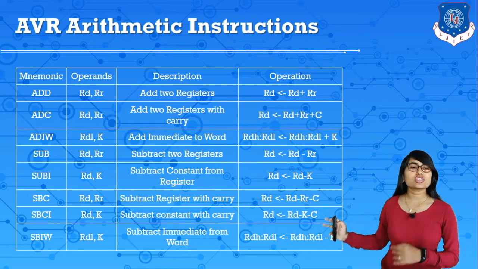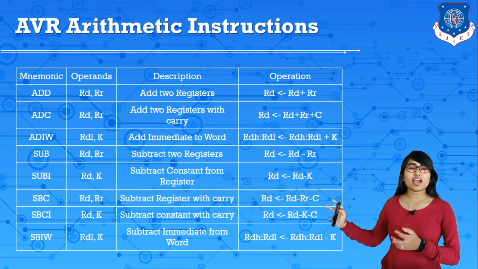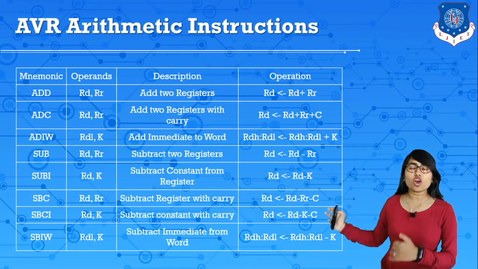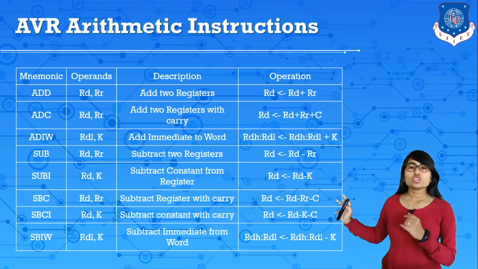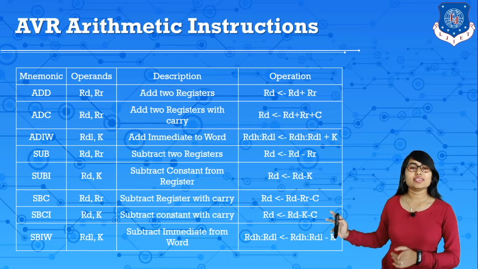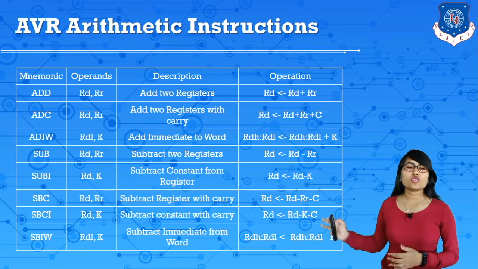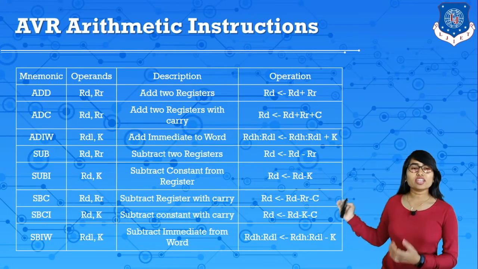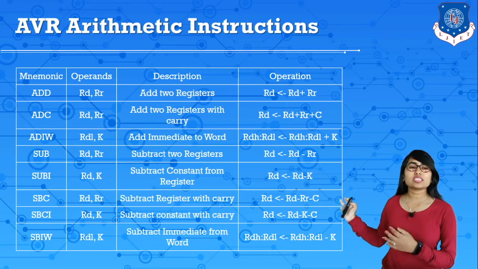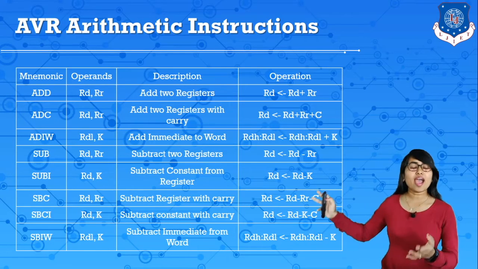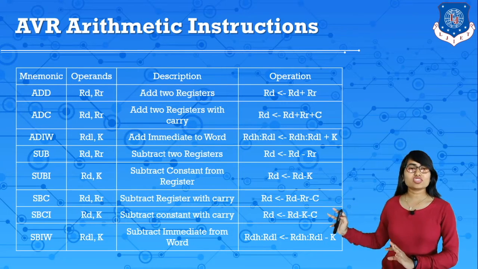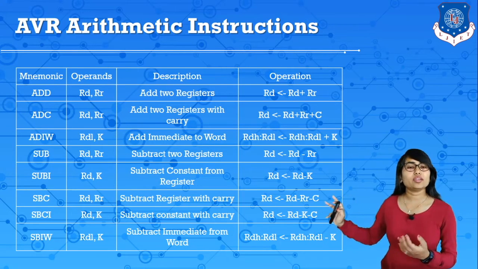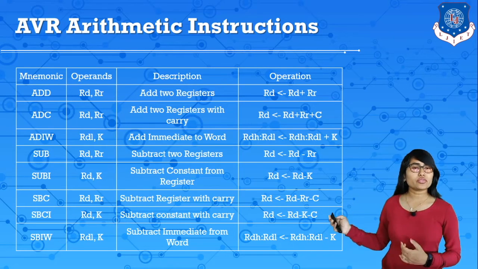Now the next instruction is SBCI Rd, K. It subtracts the constant value with carry. So Rd is equal to Rd minus K minus C. Now next is subtract immediate from word, that means 16-bit subtraction. So K has 16 bits, and those bits are subtracted from the lower and higher byte of Rd, and then the result is stored in the lower and higher byte of Rd. So this is the subtraction instruction.